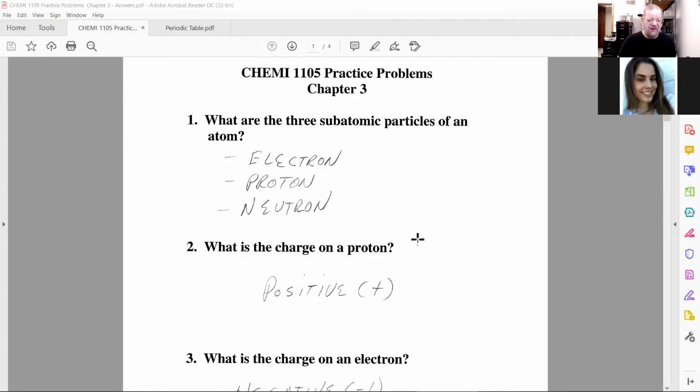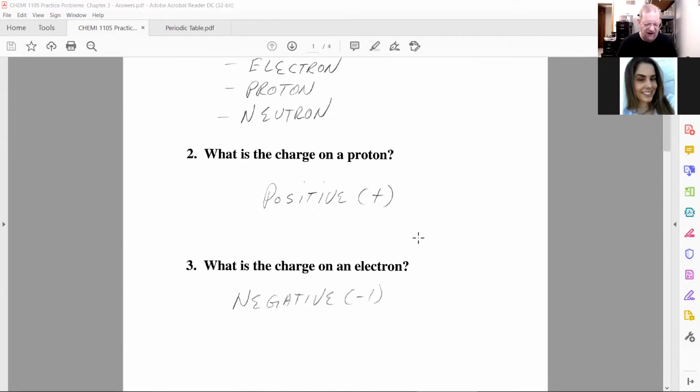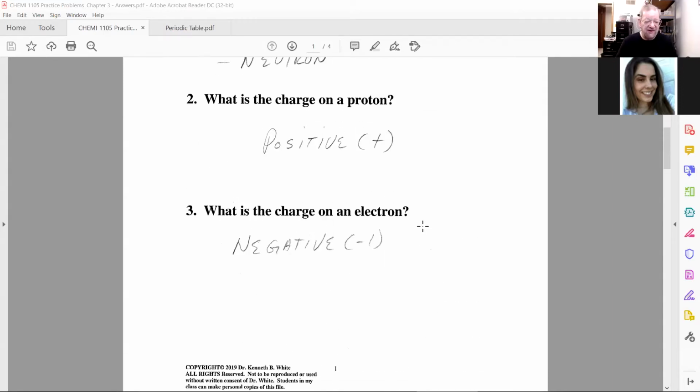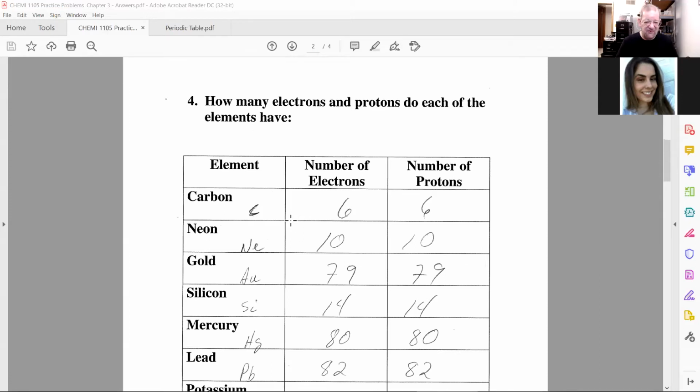You should also know, what is the charge on a proton? The answer is positive charge. What's the charge on an electron? A negative charge. And finally, what's the charge on a neutron? No charge.